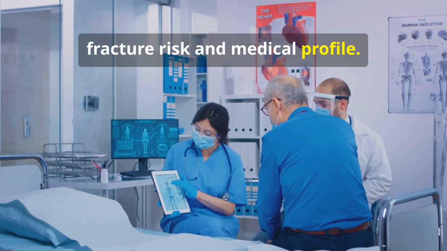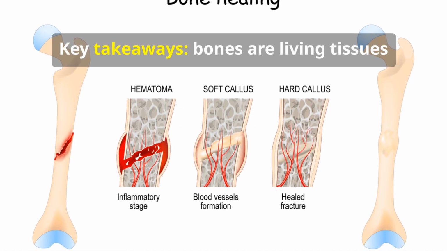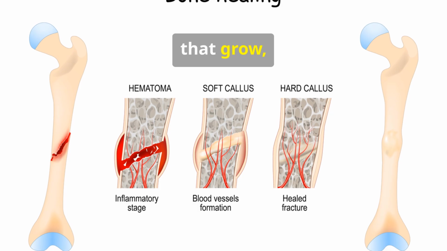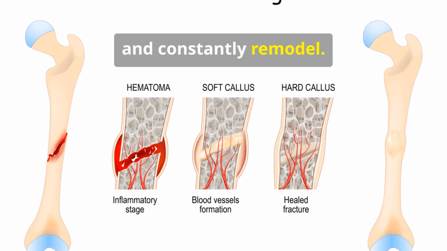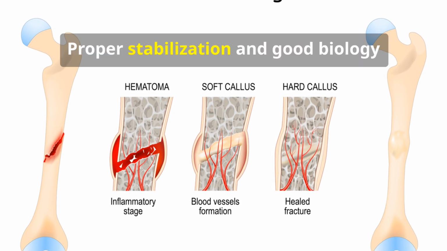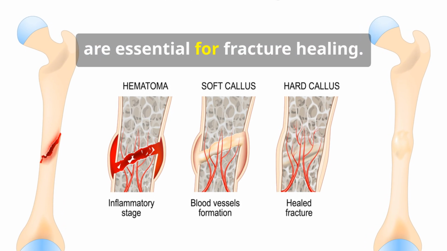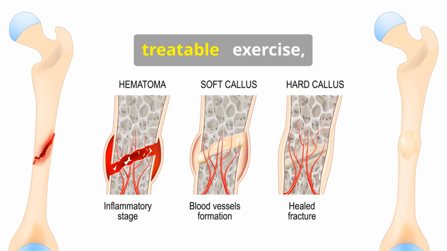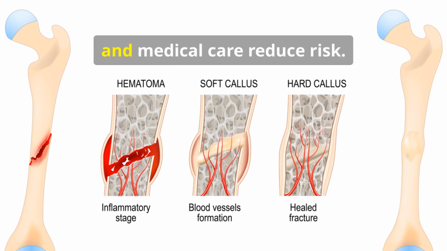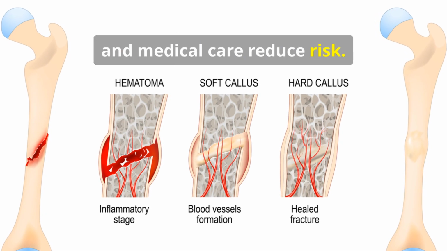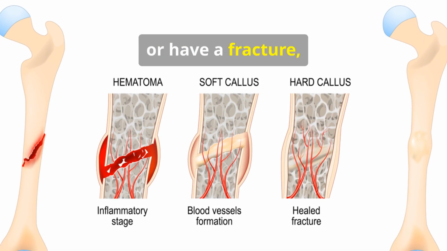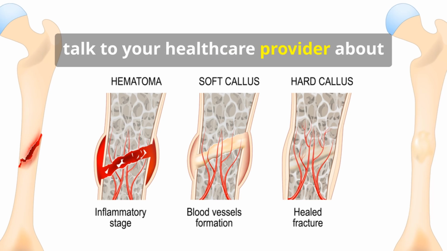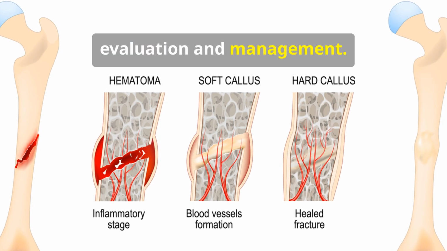Key takeaways: bones are living tissues that grow, heal, and constantly remodel. Proper stabilization and good biology are essential for fracture healing. Osteoporosis is preventable and treatable. Exercise, nutrition, and medical care reduce risk. If you're concerned about bone health or have a fracture, talk to your healthcare provider about evaluation and management.